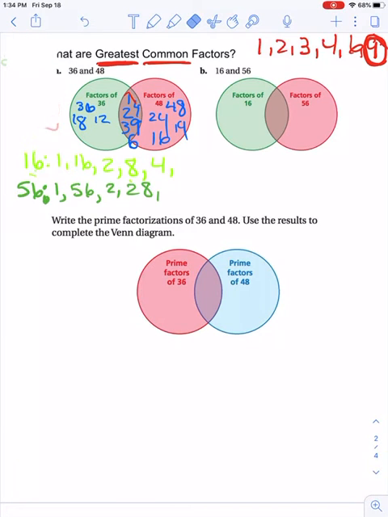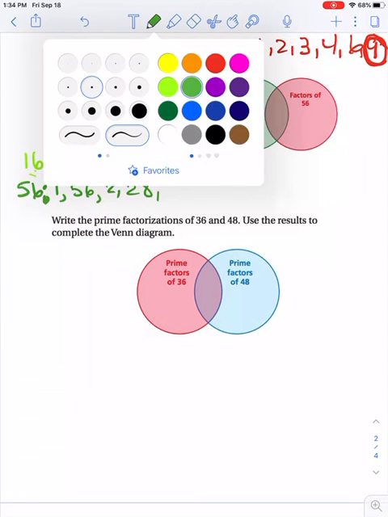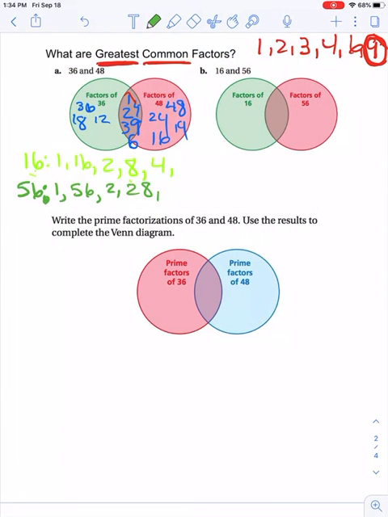3 is 56 divisible by 3? I know it's not because 5 plus 6 equals 11, and that's not divisible by 3. So it is not divisible by 3 because I learned my divisibility rules last week, right? We worked hard on that. So, not 3.